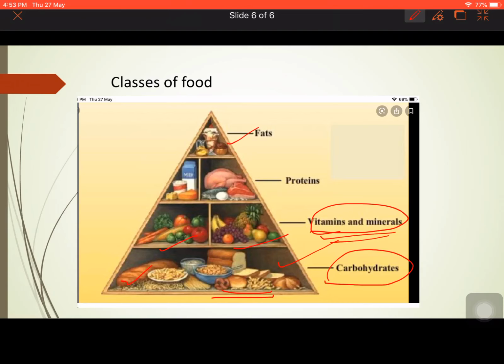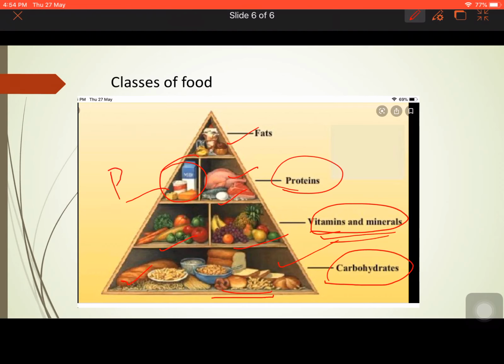Now next comes protein. We should take an adequate amount of proteins because it helps in cell growth as well as cell repair. For example, pulses, nuts, as well as chicken, fish, egg. Milk and dairy products, cheese, all are sources of proteins. Is it clear? So this is all about the classes of food in short.